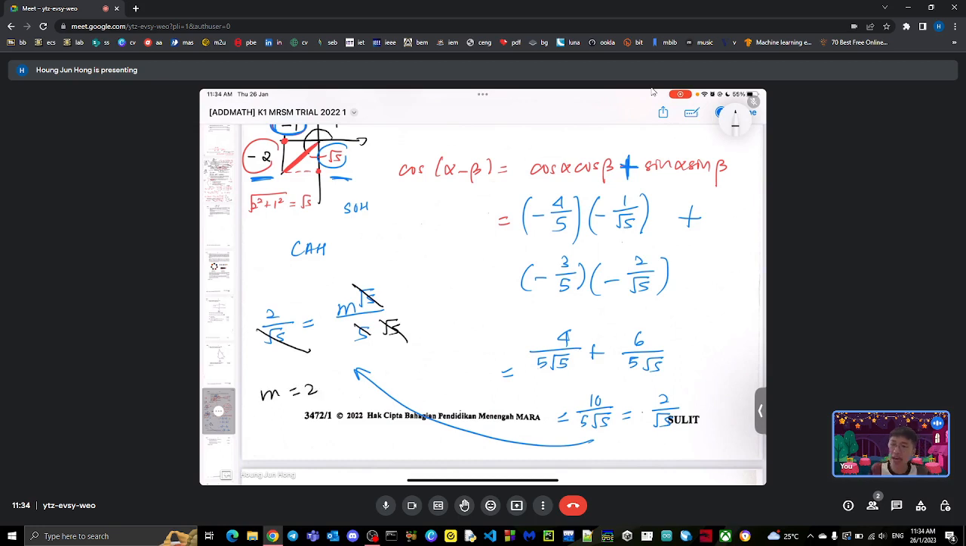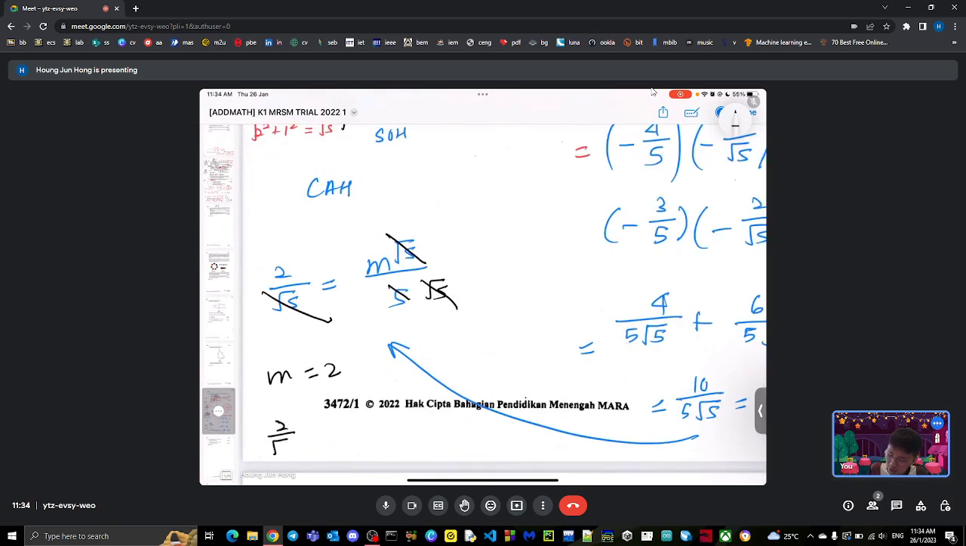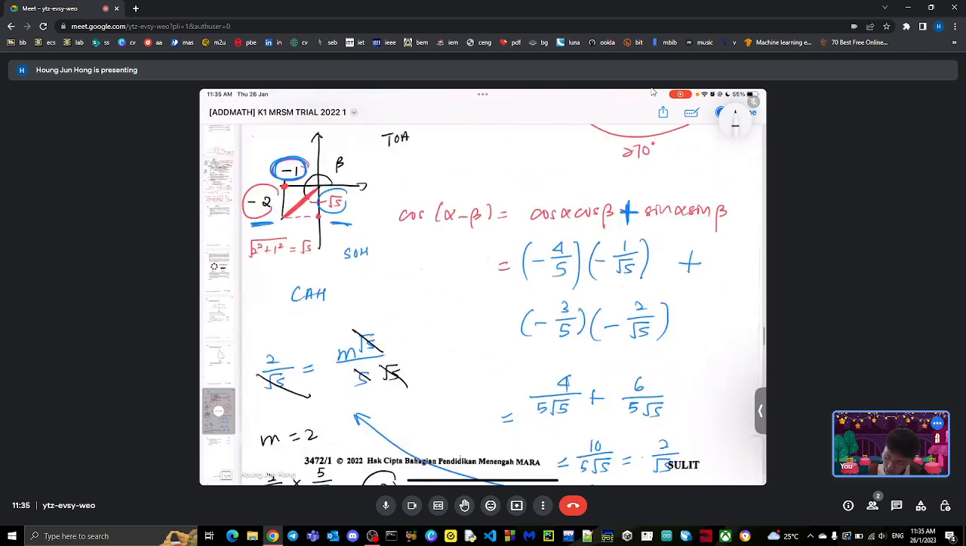If you want to go the hardcore way, it also doesn't matter. You can do 2 over root 5 times 5 divided by root 5. It will also give you 2. So that's it for this question. m equals 2. Cool.